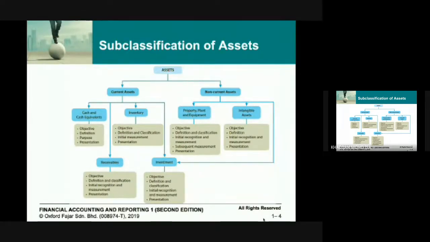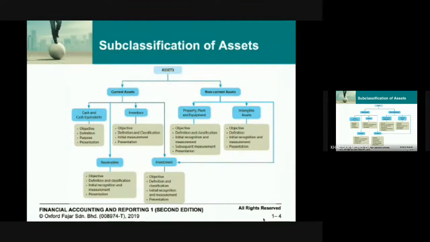Here the non-current assets are categorized into two. One is what we call property, plant, and equipment, and the other is what we call intangible assets. PPE is sometimes also called tangible asset, but now the term used in the financial statements is property, plant, and equipment. Whatever asset you have, whether current or non-current, of course you have to look at the objective of having that asset. You should know the definition in order to identify it as an asset in your accounts, how to recognize it, how to measure it, and how it is presented in the financial statements.